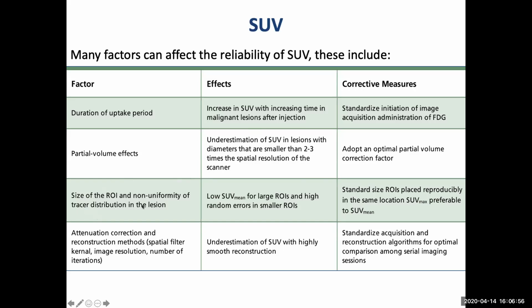Next, the size of the region of interest and non-uniformity of the tracer distribution in the lesion. This gives a low SUV because of heterogeneity inside the tumor for a large region of interest, and high random error in a smaller region of interest. You need to standardize the region of interest selected. Attenuation correction and reconstruction method also affect the SUV, with underestimation of SUV with highly smooth reconstruction. Also, you need to standardize the acquisition protocol and the processing protocol.